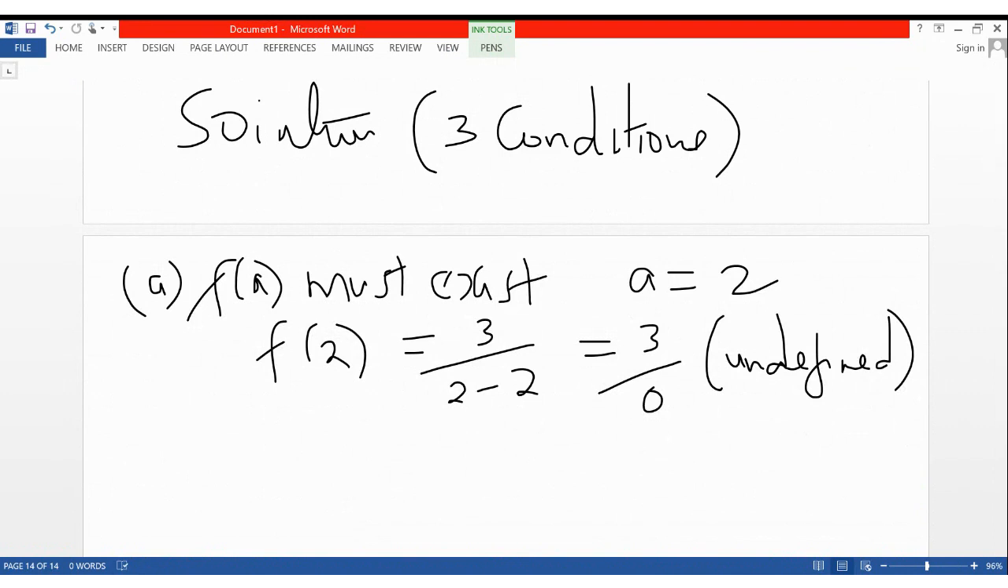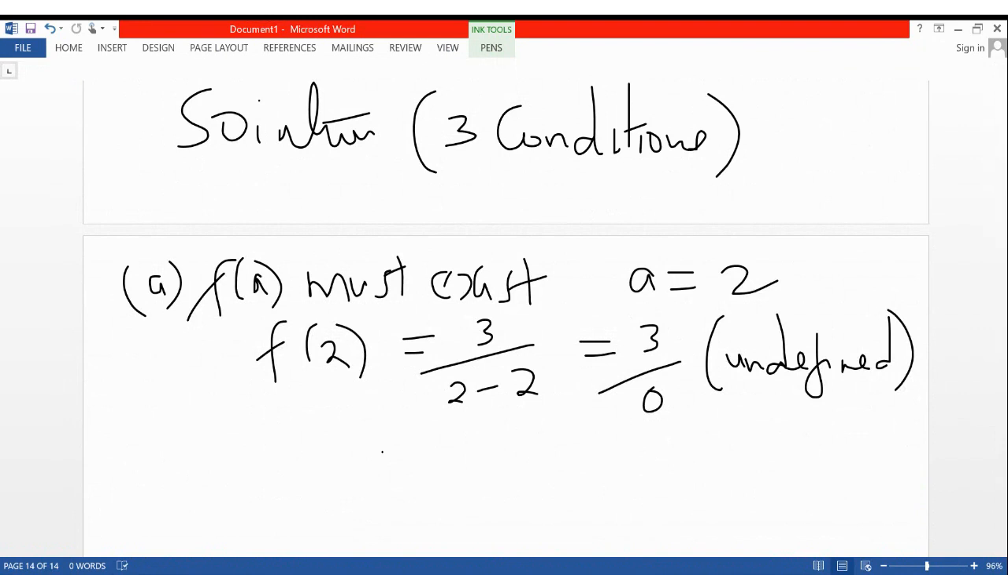Is it okay? Yes. Because for f of a, we have said f of a must exist. So this one is not existing, so we cannot proceed. Just by the fact of the first condition, we cannot continue, because we had said that the first condition, f of a, must exist. We must get a value that is quantifiable, but it's not quantifiable.